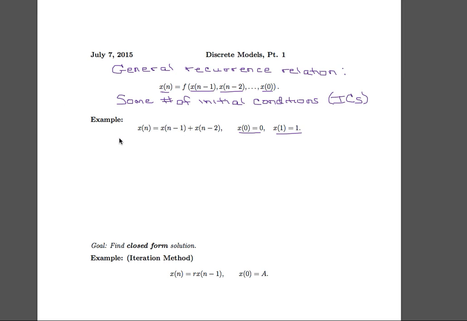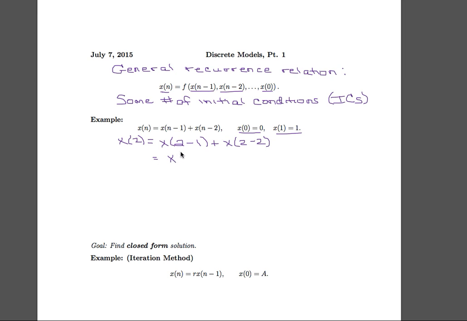So let's just go ahead and write out a few more terms in this relation. So x of 2, just following the formula, should be x of 2 minus 1 plus x of 2 minus 2.